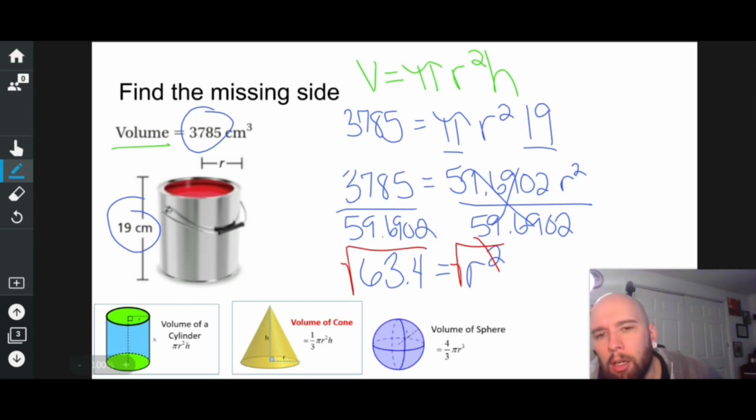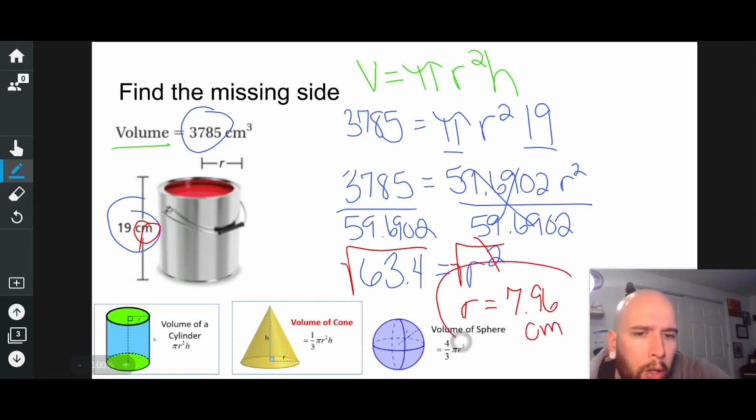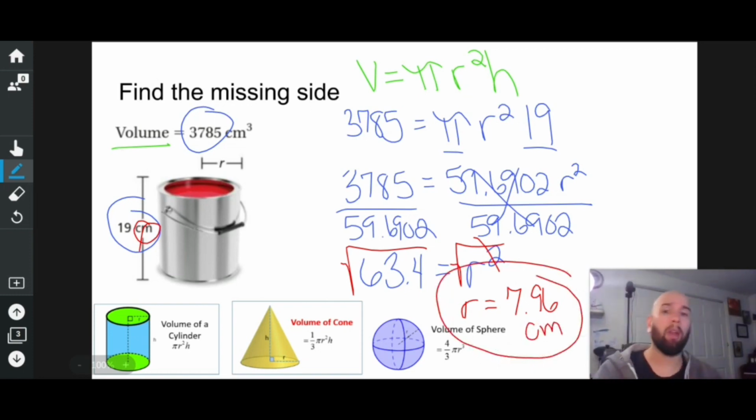What is the square root of 63.4? The square root of 63.4 is 7.96241. So I'm going to put 7.96. I could round it up to 8, but 7.96 what? Centimeters. Working my way backwards. So it looks like when I have to find the radius of something, I have to end up square rooting everything. At least when it comes to a cylinder.